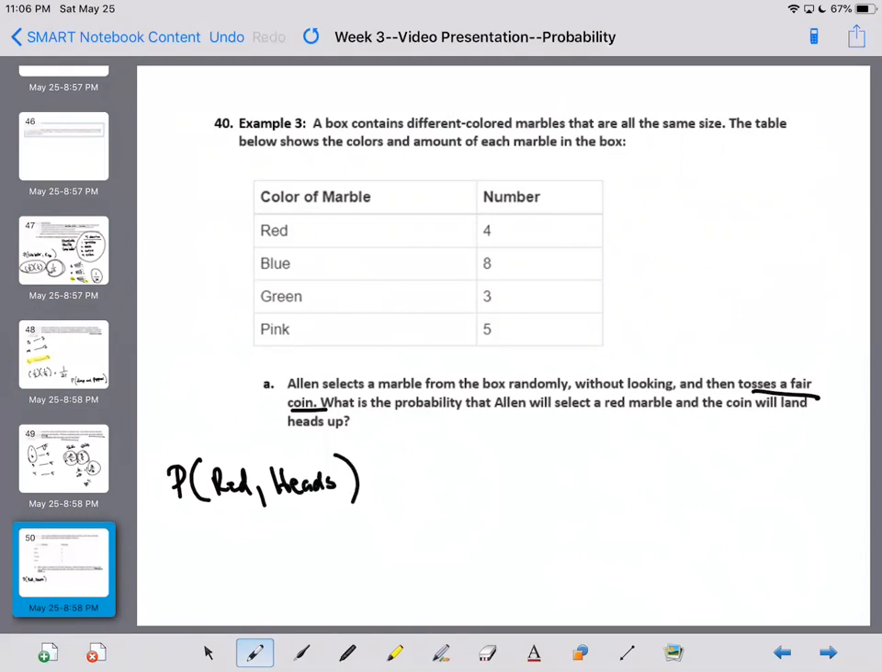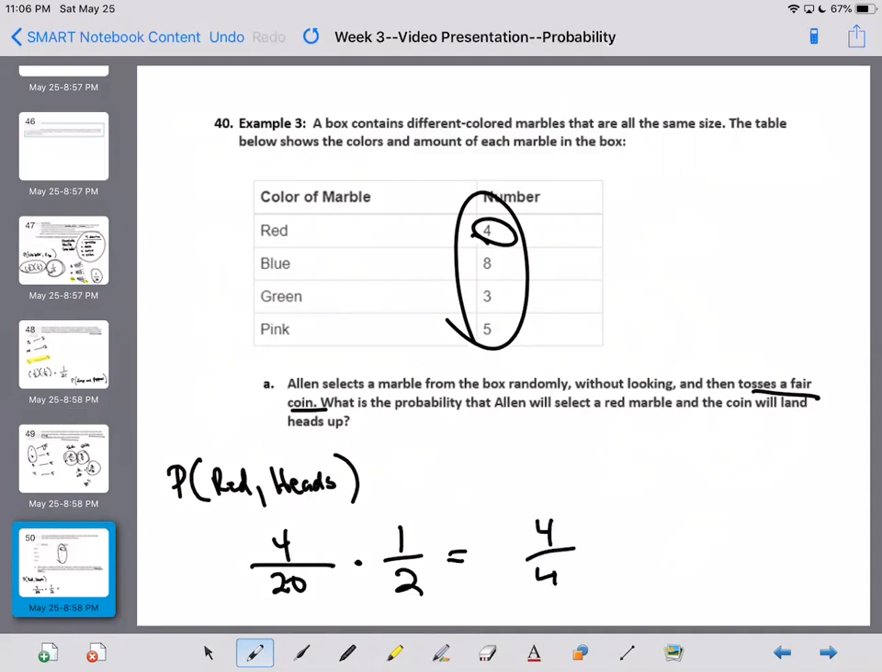So what's the probability of getting a red? Well, it would be 4 out of, well, we need to know what the total would be. So you've got 8 and 12, you've got 20. 20 total marbles. And the probability of it being red is 4/20, and heads would be 1/2. So this would be multiplying, you would get 4/40, or a 1/10 chance.